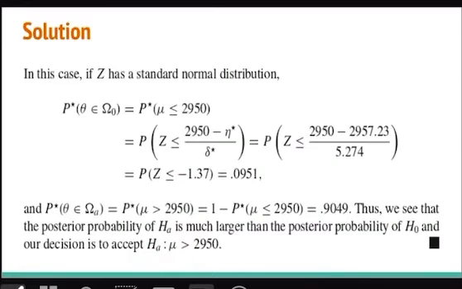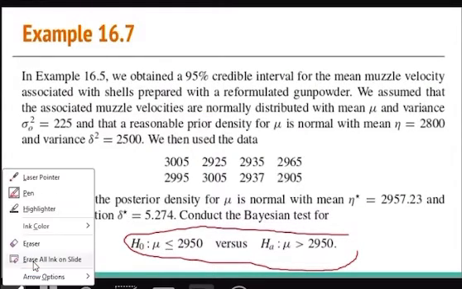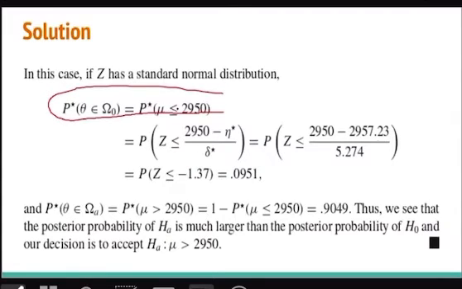We need a probability. I told you, we need a probability of theta under the null hypothesis. What do we have under the null hypothesis? The null hypothesis says less than or equal, right? Do you see that? We're going to find the probability associated with that. We're also going to find the probability associated with this. Take a look at this now. We want to find the probability.